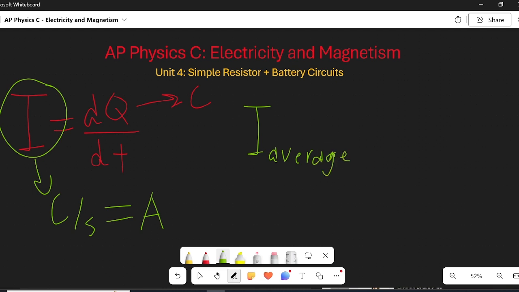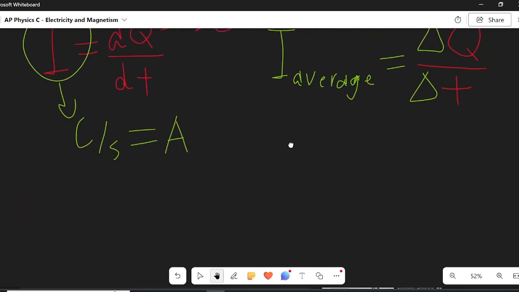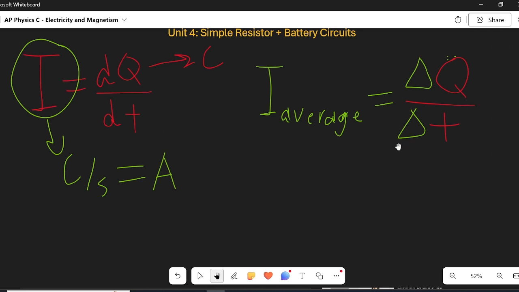So average current will be equal to delta Q divided by delta T, something like so. Remember, if we're taking the average, we just use the delta, because this represents the bounds of the integral we would otherwise take. So now that we've defined what current is, it's the total electric charge which passes by a point over a time period.